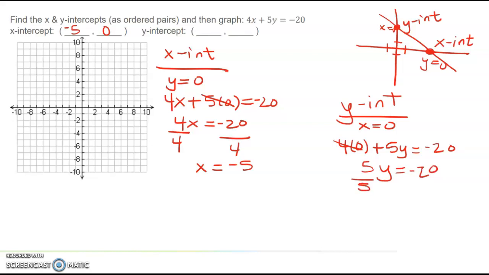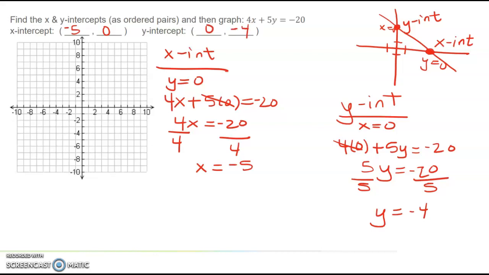Divide by 5. Notice the sign is positive in front of 5, and so it did come down positive. We want to always make sure to keep the sign in front of the term. So divide by 5 here. -20 divided by 5, we're just going to get y equals -4, and so we'll have the point 0, -4.